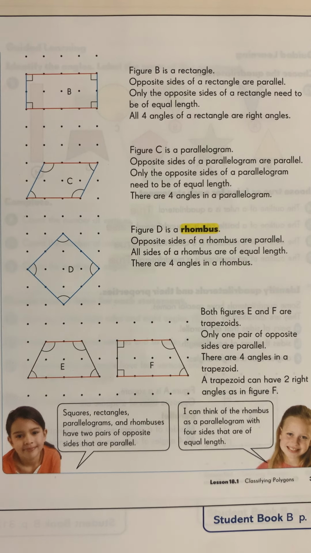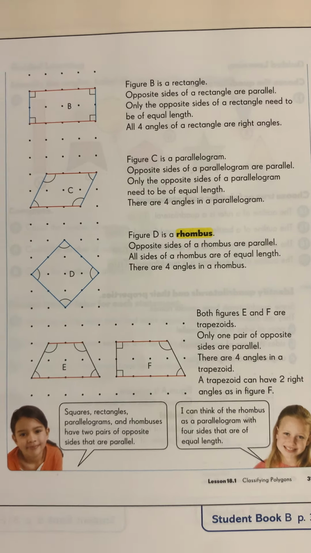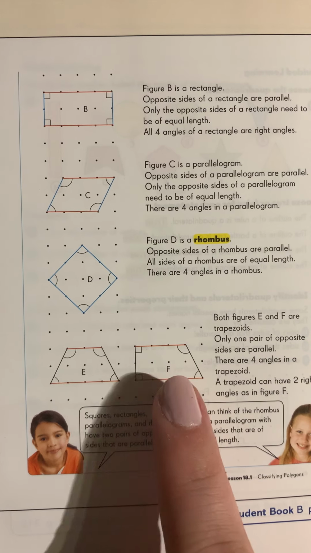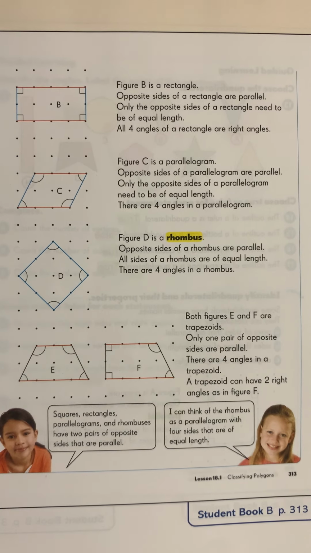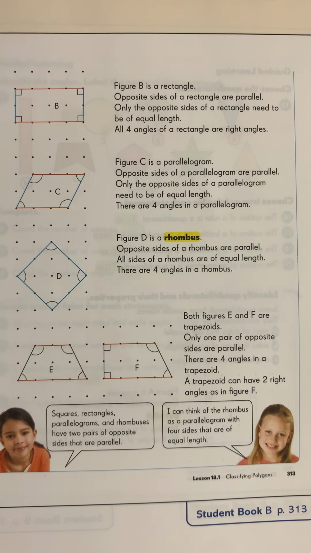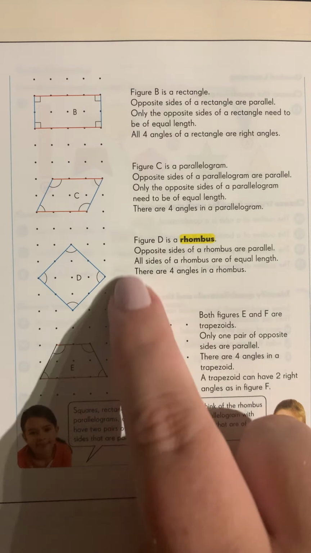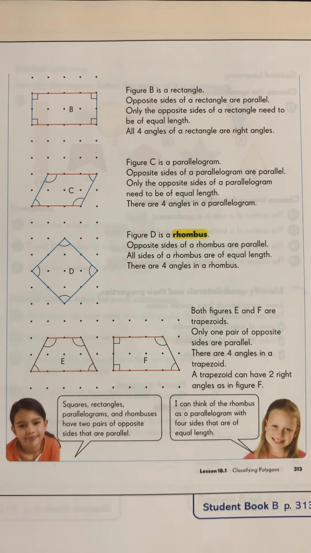Both figures E and F are trapezoids. Everybody say trapezoid. Good. So when I see this, I think of a trapezoid, but guys, this is actually called a trapezoid as well. They only have one pair of opposite sides that are parallel, so this side and this side. Because look, if I went up here with this side and I went like this with that side, are those 2 sides parallel? No, they're not.